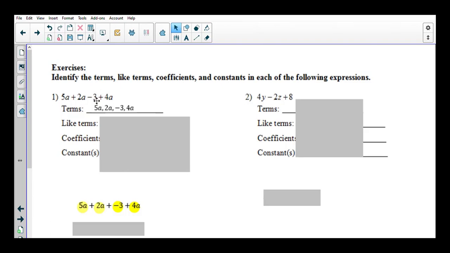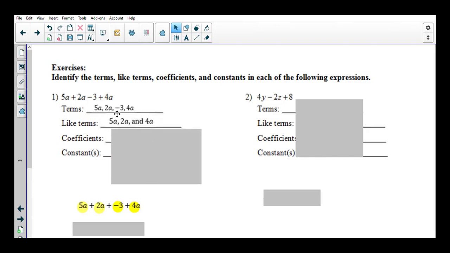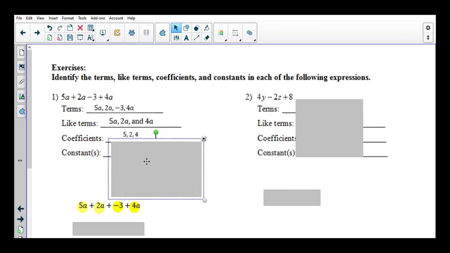Like terms. We have a group of like terms here. 5a, 2a, and 4a all contain a's, so they are all like terms. Coefficients. If we look over our list of terms again, we choose those terms that contain variables and take the number that's in front of the variable. So that should be 5, 2, and 4. Finally, we do have a constant for this one. It happens to be negative 3.